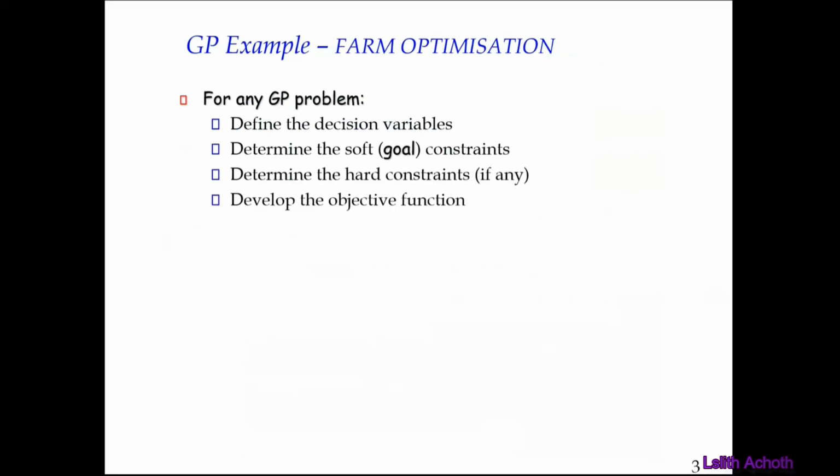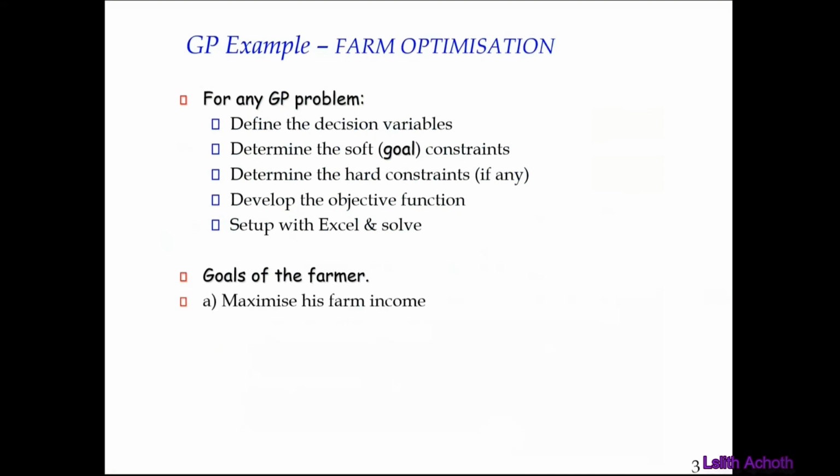For a goal programming problem, first you should know what your decision variables are. So, keep that in mind: I should know what are the variables that I'm going to manipulate in order to achieve the goal. Then I should identify which are my soft constraints and which are my hard constraints. Once this is decided, I develop my objective function, which can be done in many different ways. Then I set it up for solving in Excel and solve it.